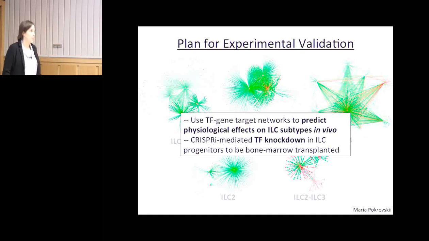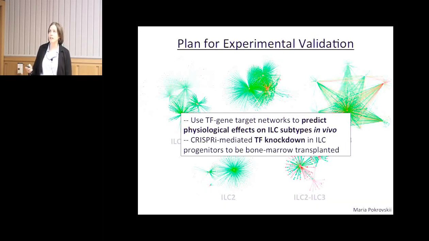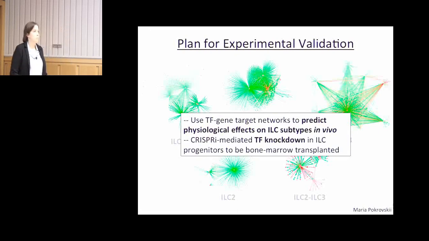Because we're not able to culture these cells in vitro, we have plans for several candidate transcription factors. We're going to use CRISPR interference to knock down transcription factors in ILC progenitors and then bone marrow transplant them into mice and see how the different ILC subtypes develop from those TF knockdown progenitors.